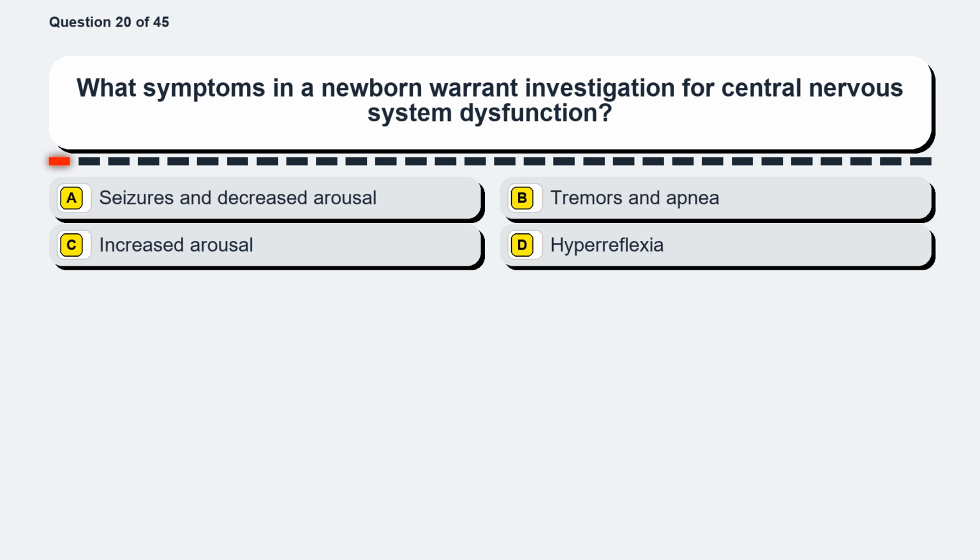Question 20. What symptoms in a newborn warrant investigation for central nervous system dysfunction? Option A, seizures and decreased arousal. Option B, tremors and apnea. Option C, increased arousal. Option D, hyperreflexia.